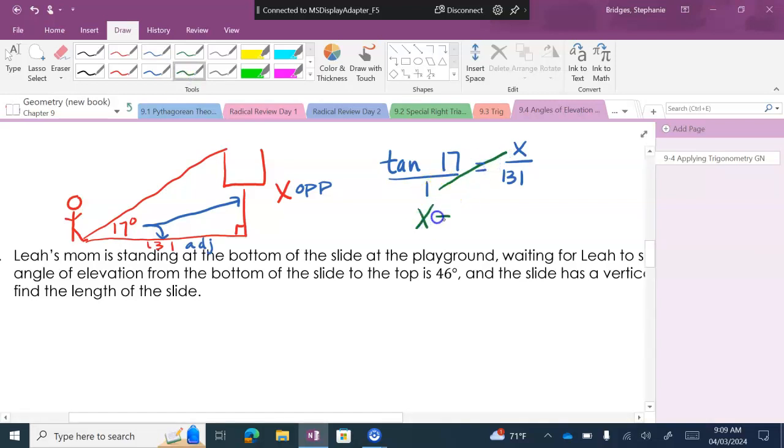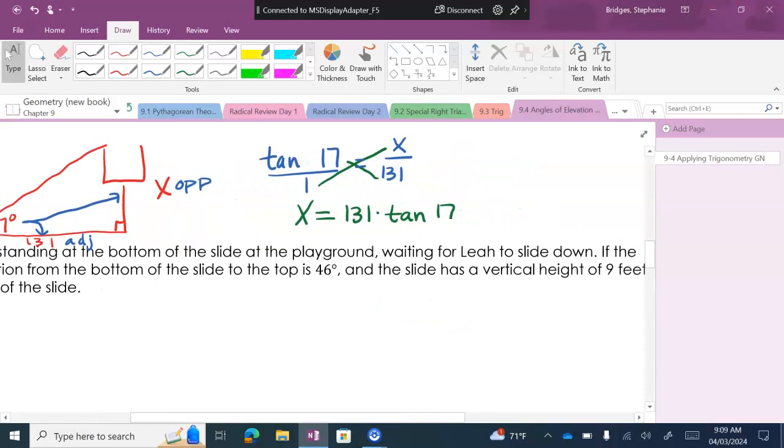Cross multiply, x times 1 is x. Remember, when we multiply a number by a sine, a cosine, or a tangent, it goes in front. Do I need to do anything else to solve for x there? No. Okay, it already says x equals. Now I can go straight to my calculator. And I can do 131 times the tangent of 17, rounding it to the 10th place.